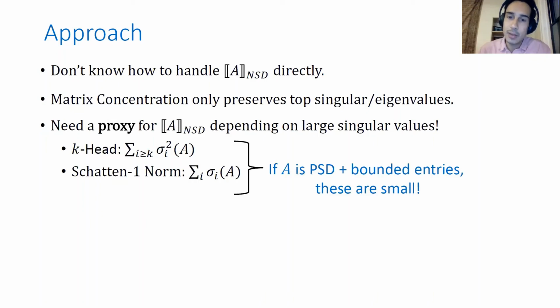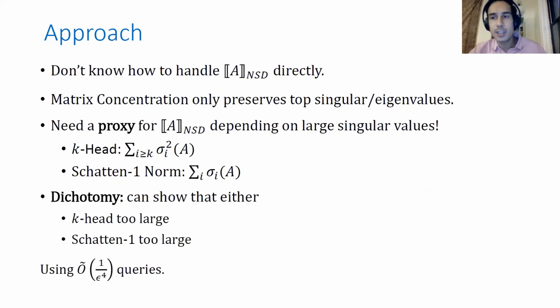It's easy to see that if A is PSD with bounded entries, these quantities have to be small in a certain sense. So what we'll be able to prove is a certain dichotomy theorem. Either we can show that this k-head, the sum of squares of top k singular values, is too large for the matrix to be PSD, or if we can't do that, we'll show that the Schatten-1 norm of the sampled submatrix is too large, both of which we'll do in 1 over epsilon to the 4th queries.